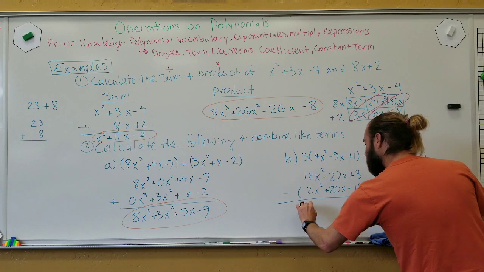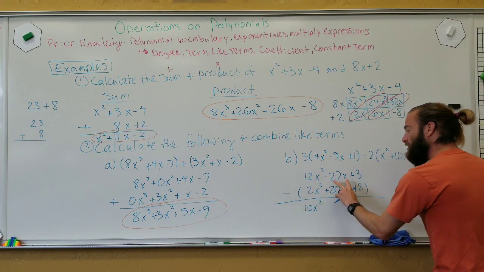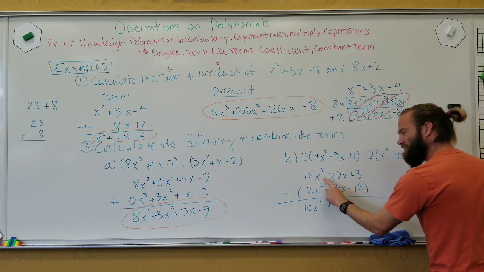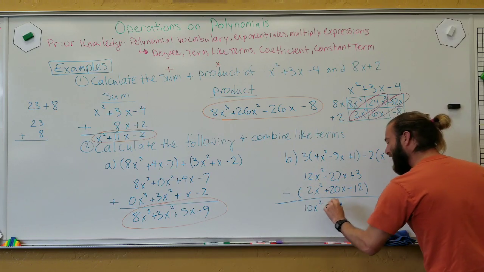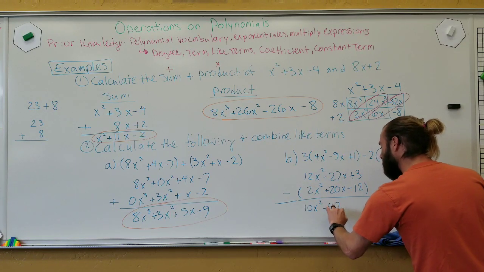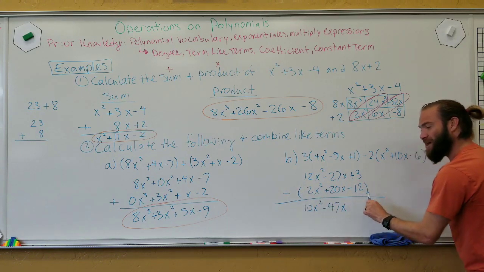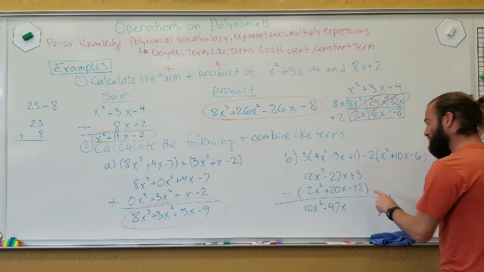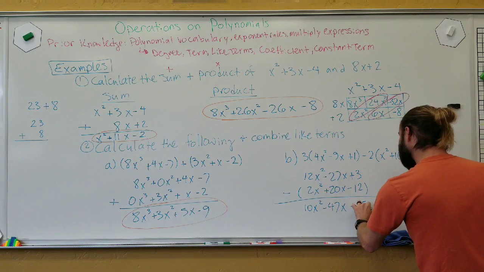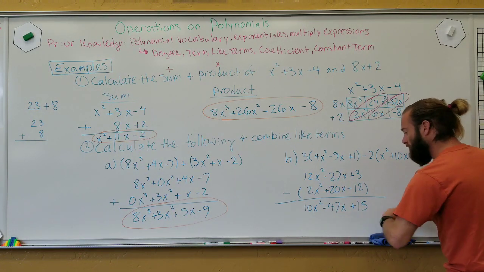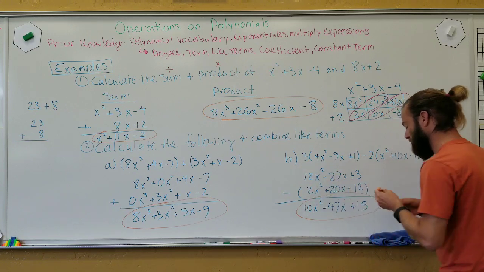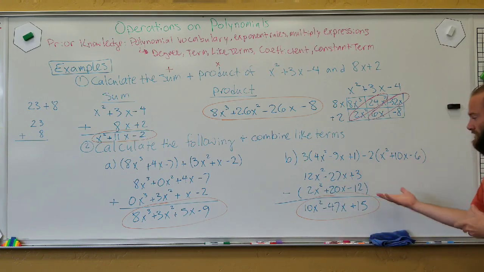12 minus 2 is going to give me 10x squared. Negative 27, careful with negatives. Negative minus 20 actually makes it even more negative, so it's going to be minus 47x. And then 3 minus negative 12. Negative, negative turns into adding, right? So 3 plus 12 is plus 15. And there we go. Our final result is right there.